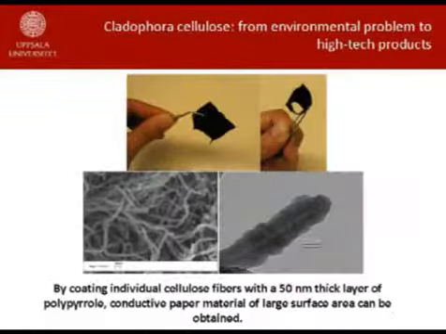As we moved further in the different applications of this material, we came up with the idea of making the cellulose conductive. And usually cellulose is considered as non-conductive. And we wanted to use the large surface area that we have. And we coated the fibers individually of this cellulose with a 50 nanometer thick layer of conductive polymer. And to give you an idea, it's 50,000 times thinner than a human hair.